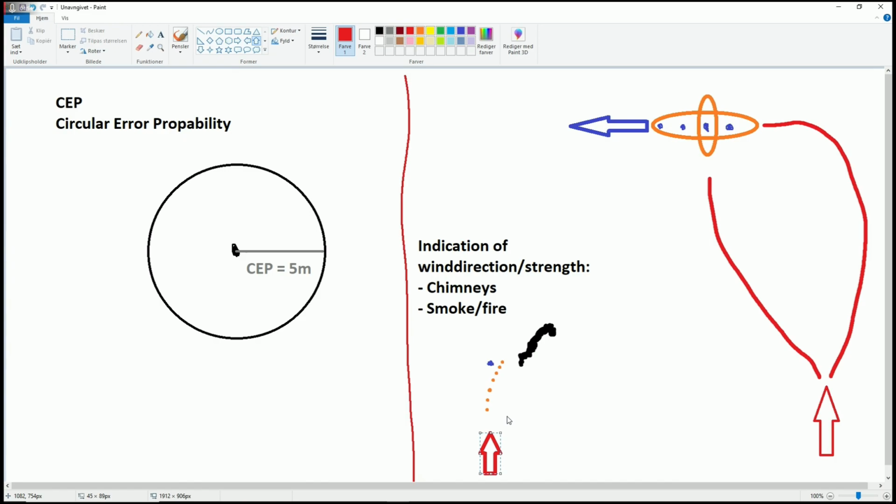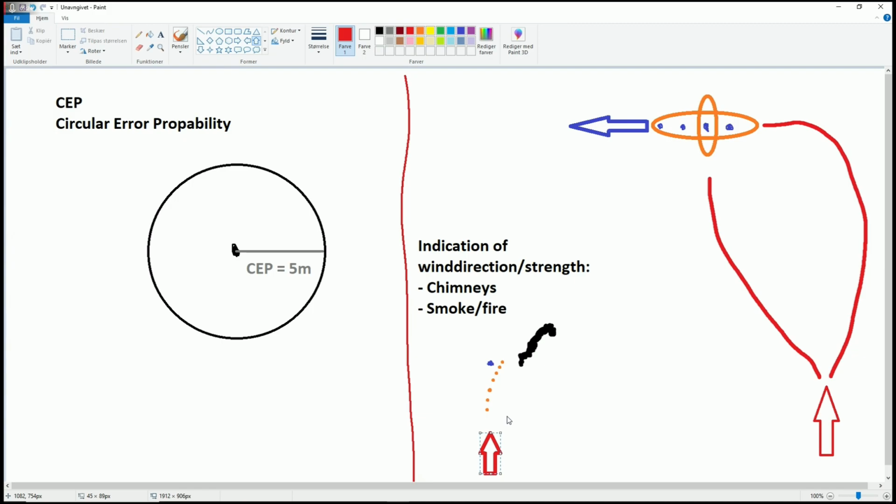Then, before you come in for a gun run, look around you. Is there any smoke that indicates wind direction, wind strength? Are there any chimneys? That is one of the reasons why I never ever fly without chimney smoke in DCS, because I want some kind of indication of wind. That wind indication is also very useful for landing.